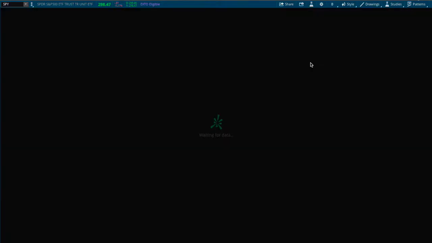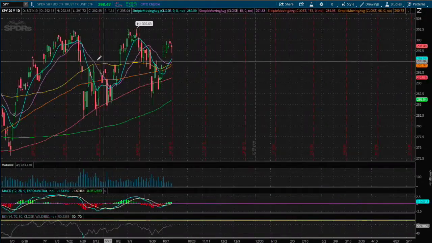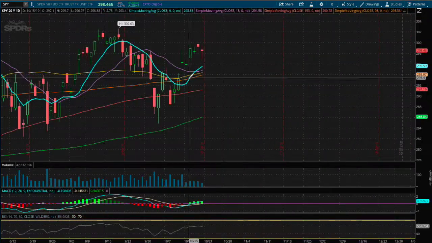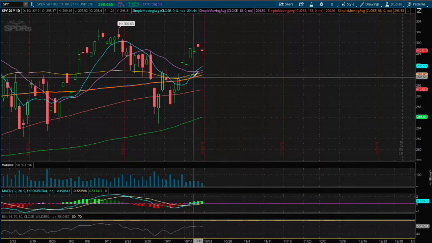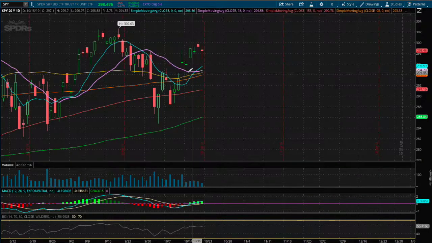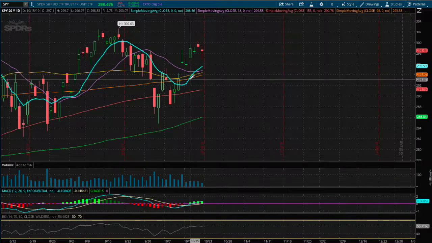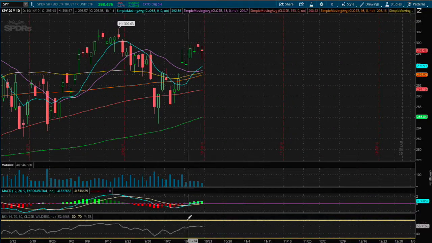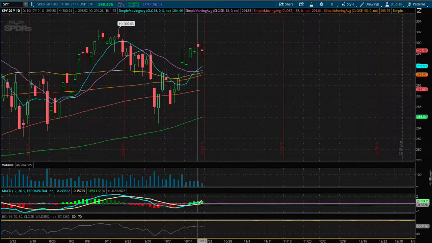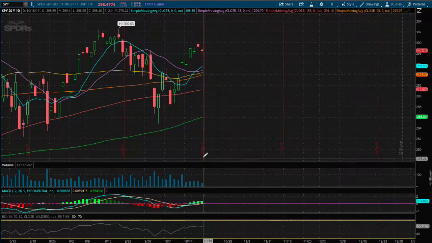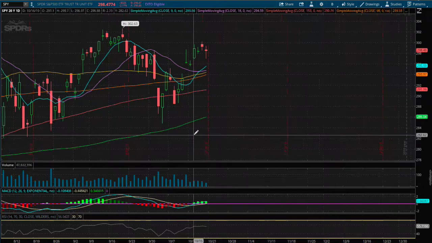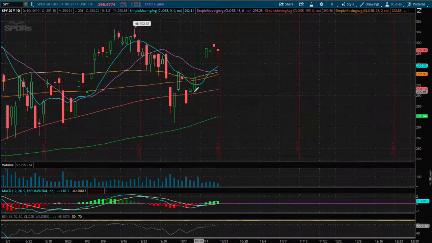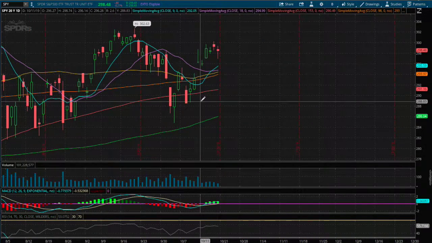On the daily chart, we saw a nice convergence of the 9-day moving average onto the 18-day moving average, the blue line converging onto the purple line. And we also see a nice positive for the daily MACD. So that is a good sign that this uptrend is still strong and intact.